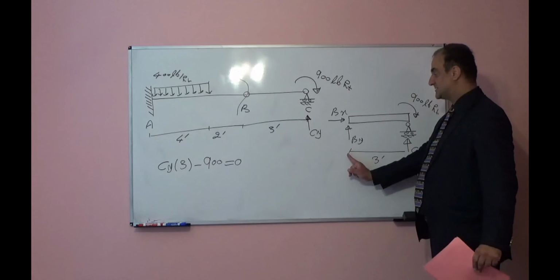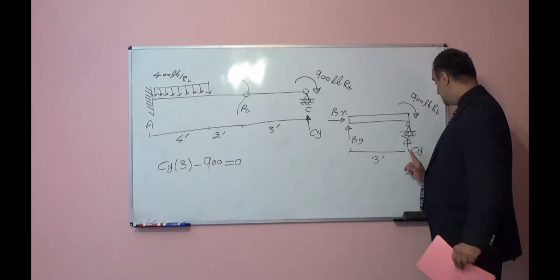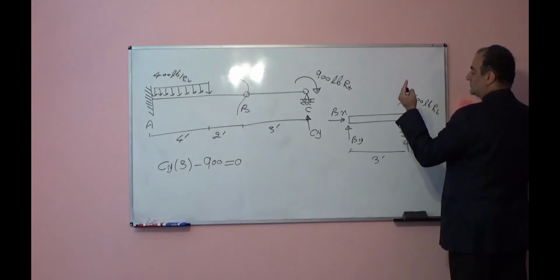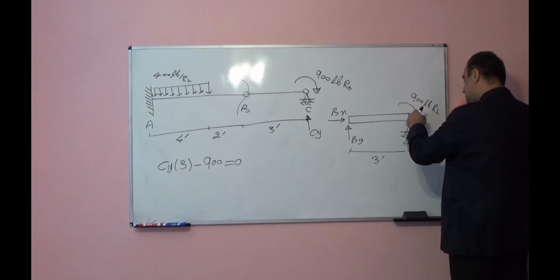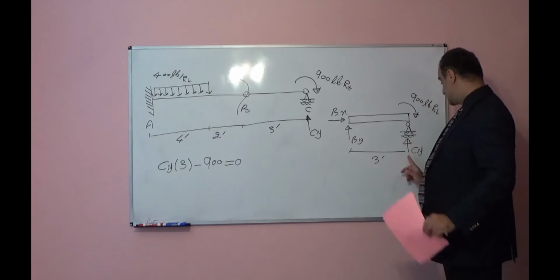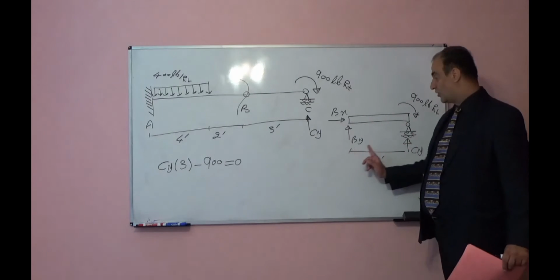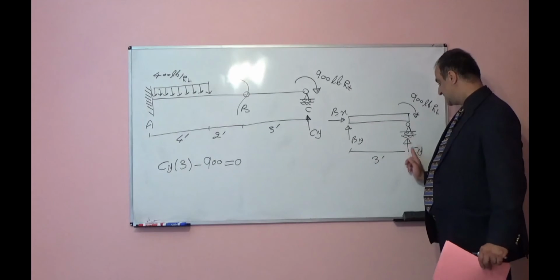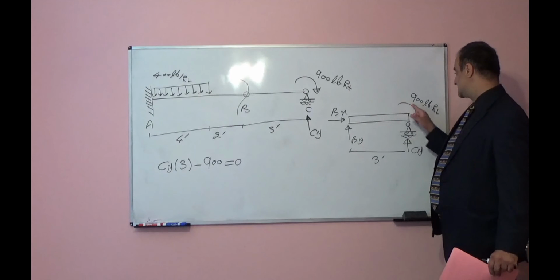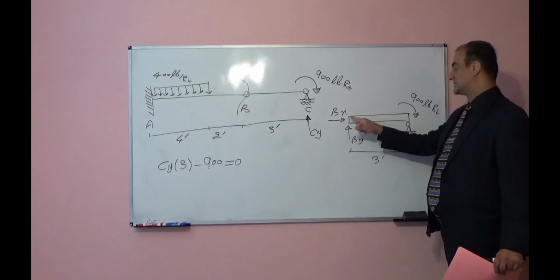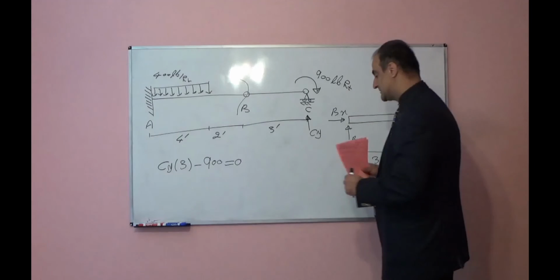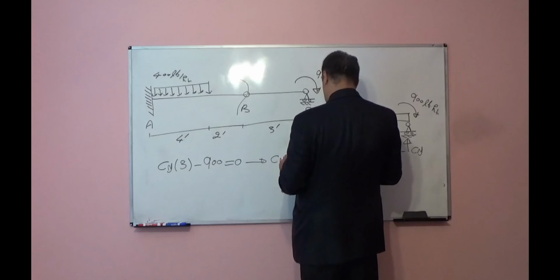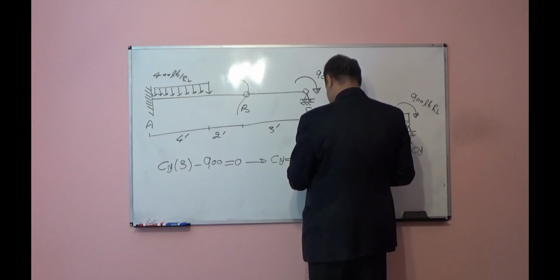Cy times 3, distance, I am taking moment with respect to point B. Cy times 3 minus 900, it is moment, you will not multiply it by anything. Minus 900 is equal to 0. Cy is force, times distance will be moment. With respect to point B, it will be moment counterclockwise, so positive. Cy times 3 minus, this is with respect to point B, again it is clockwise, so minus 900 is equal to 0. From here, Cy will be equal to 300 pounds.